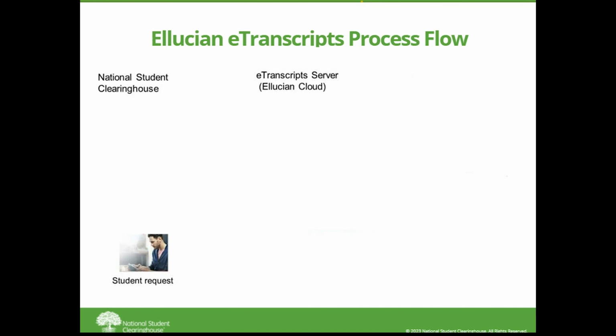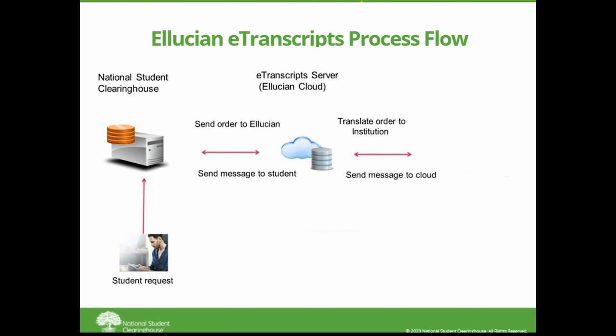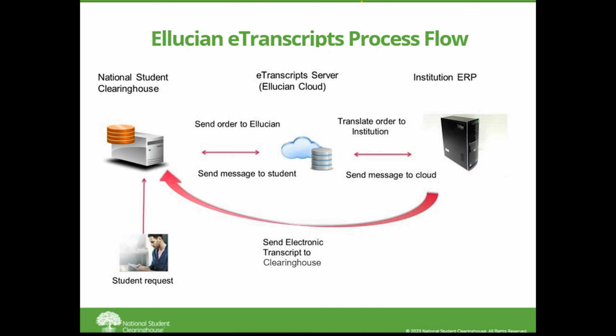Here's a high-level overview of how the process flow works. The student comes to the Clearinghouse website to place the request. After it's been placed, it goes into the Ellucian eTranscripts cloud and then into your Banner system. Once that order can be completed electronically, it'll send back the transcript to us and then send the closeout status through the cloud back to the Clearinghouse for us to complete that request and send it off to the recipient and notify the student that the transcript's been sent.